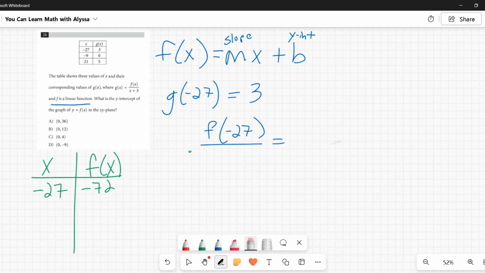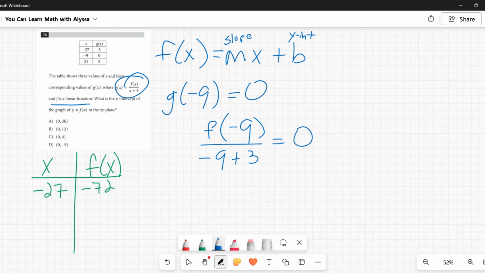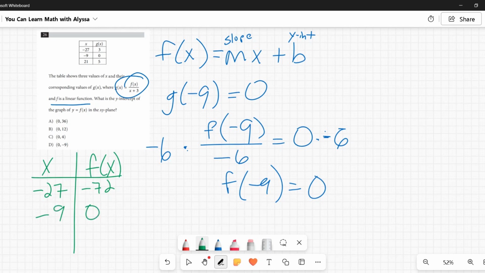Okay, so the next one says that when x is negative 9, g of x is 0. So I'm going to plug that in here. So f of negative 9 over negative 9 plus 3 equals 0. Negative 9 plus 3 is negative 6. F of negative 9 is being divided by negative 6, so I'm going to multiply both sides by negative 6. So now I know f of negative 9 equals 0 times negative 6, or 0. Okay, I've got another point: negative 9, 0. I'm going to do all three just to show them to you.